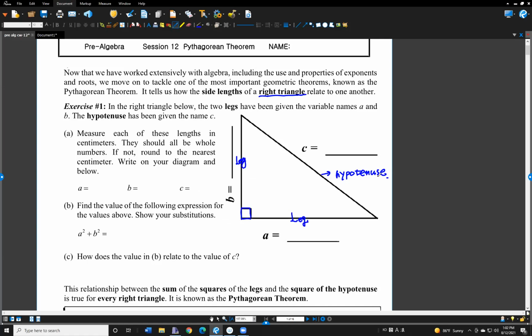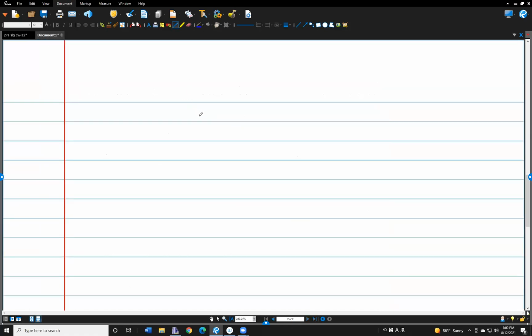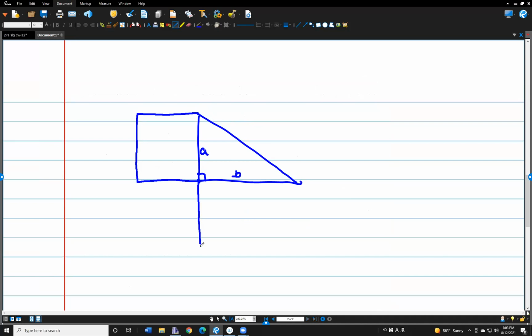First of all, I want to make just a simple square. I'm going to use the paper. This is a right triangle. We have two legs and one hypotenuse. I'm going to use this one to make a square. This side is A, the other side is B, another square over here. Now this side is C, another square over here.